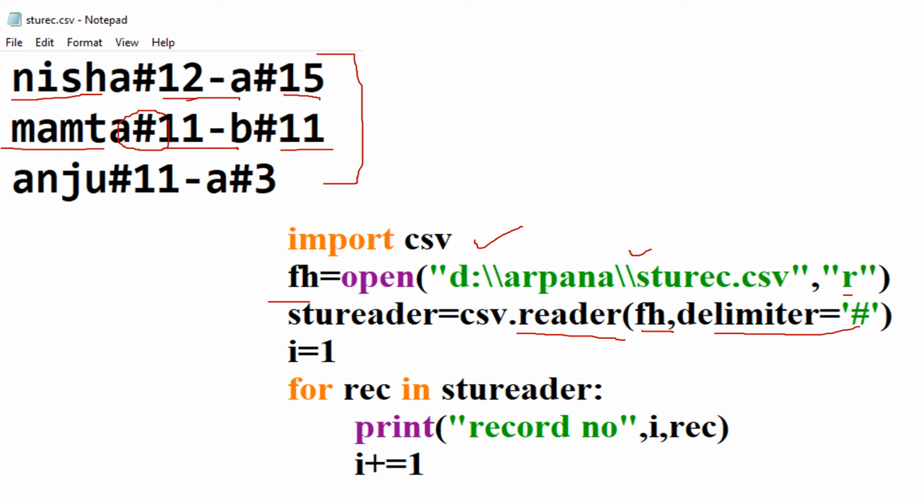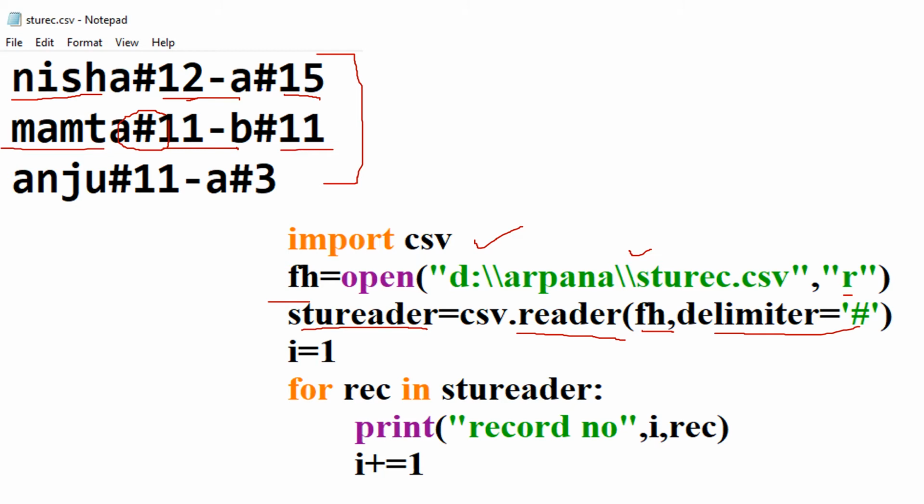You can see the delimiter character is hash, so that hash will be used here as a value to the delimiter argument. So delimiter is an argument in the reader function which is used to specify the delimiter character that has been used in the file. The stureader on the left hand side is used to collect all the records that are fetched from the file. Now using a for loop, you can access all the records one by one.